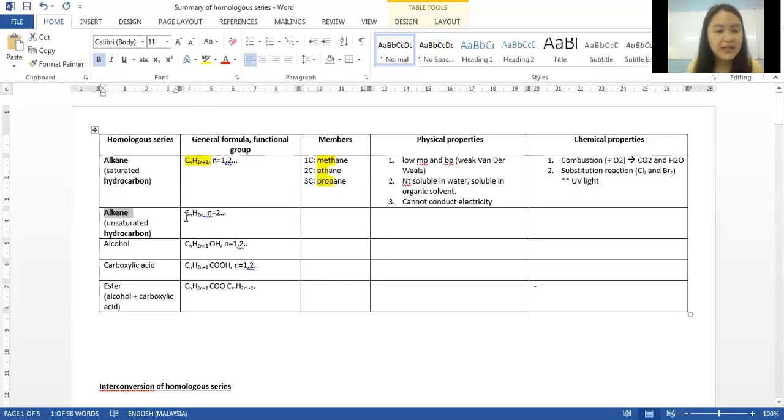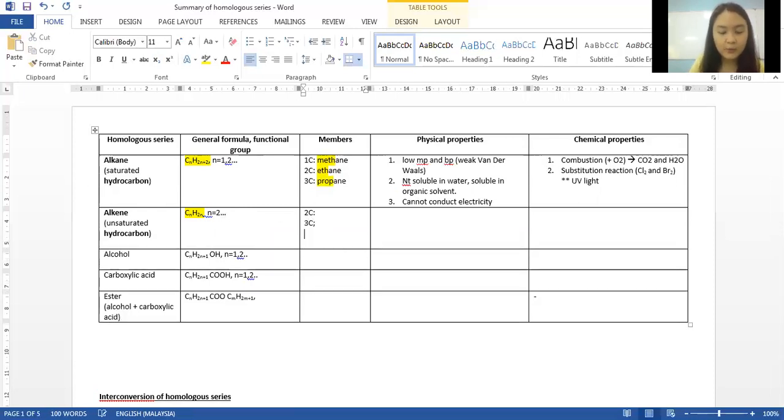Members of alkenes follow another general formula of CnH2n. So unlike alkane, which is CnH2n plus 2, members of alkene will follow CnH2n. Comparatively, members of alkene will have 2 fewer hydrogen compared to the members of alkane. For alkene, you can see n starts with 2, which means the first member starts with 2 carbon, then the second member has 3 carbon, then followed by 4 carbon, and so on and so forth.